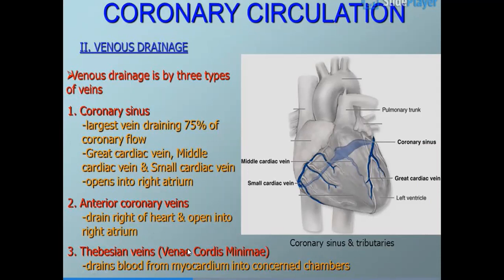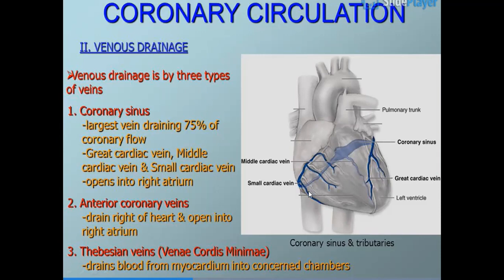And then here we have the vena cordis minima. Now, these are very small blood vessels that drain the myocardium into the chambers. So they drain blood from the myocardium into the right atrium. But these vessels are very, very small. That's why they are called vena cordis minima. Minima means minimum, very small blood vessels. Another name for these vena cordis minima is Thebesian veins.